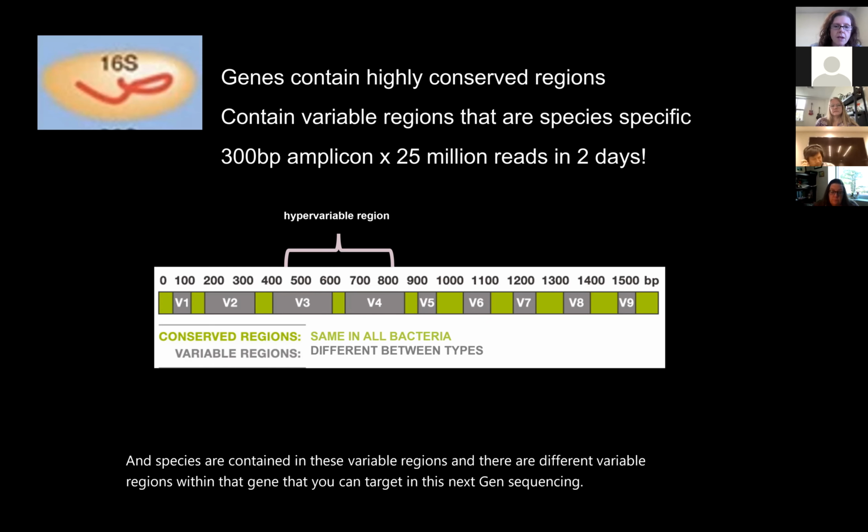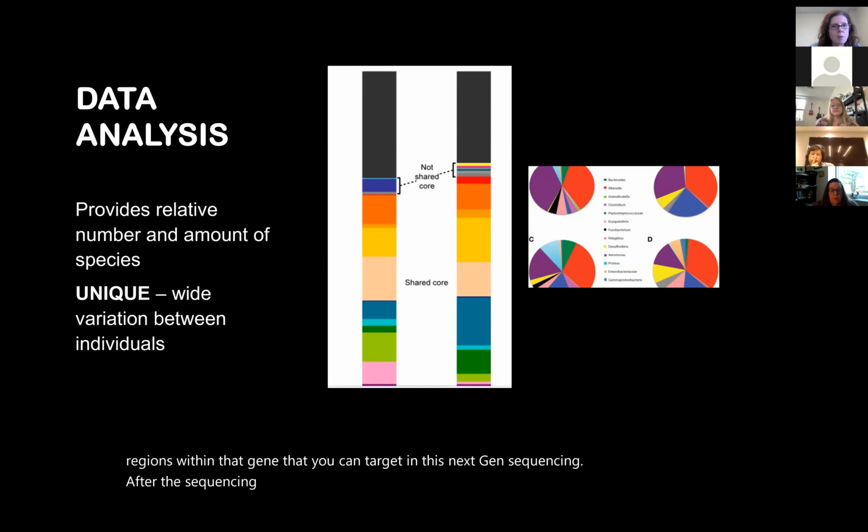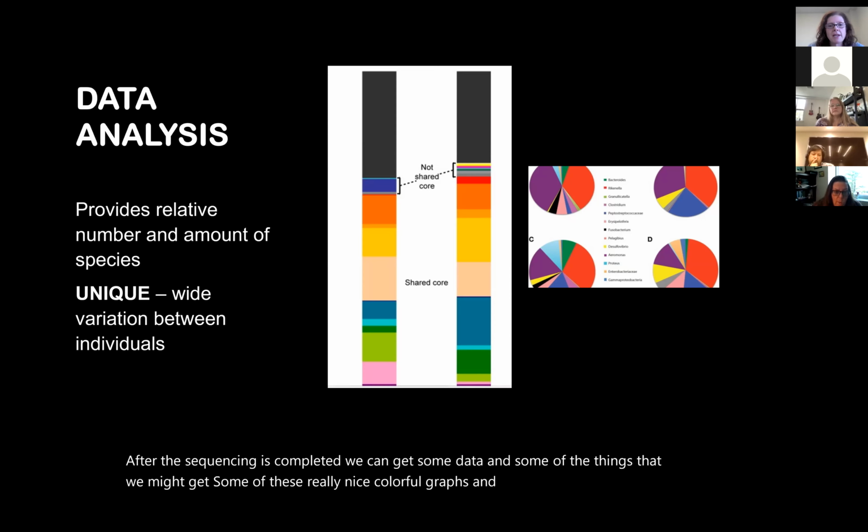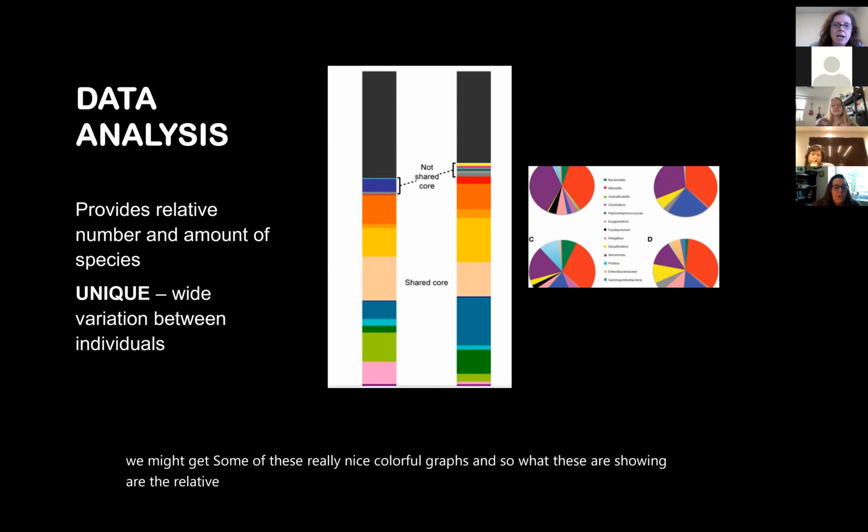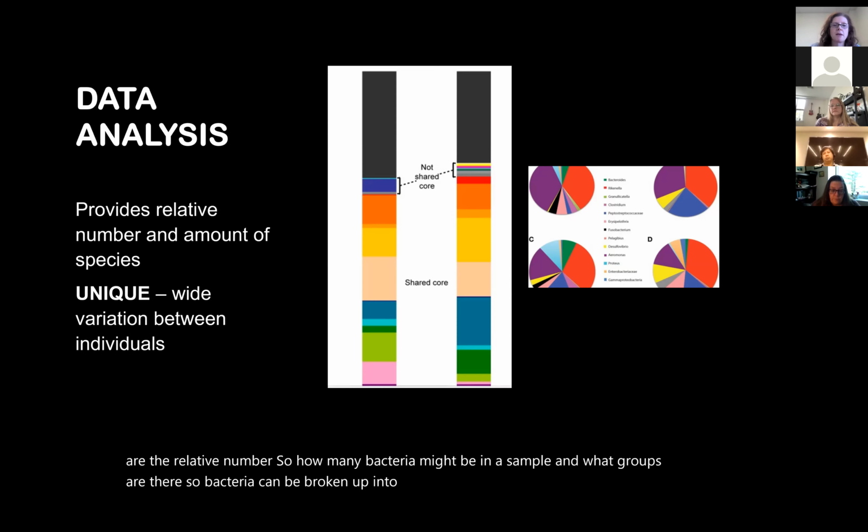After the sequencing is completed, we can get some data, and some of the things that we might get are some of these really nice colorful graphs. And so what these are showing are the relative number, so how many bacteria might be in a sample, and what groups are there. So bacteria can be broken up into several different major families or groups. And this technique allows us to separate them.